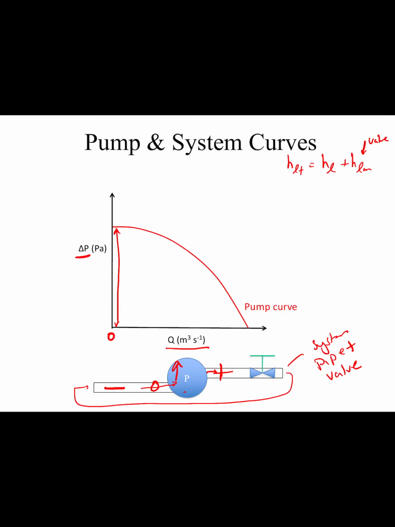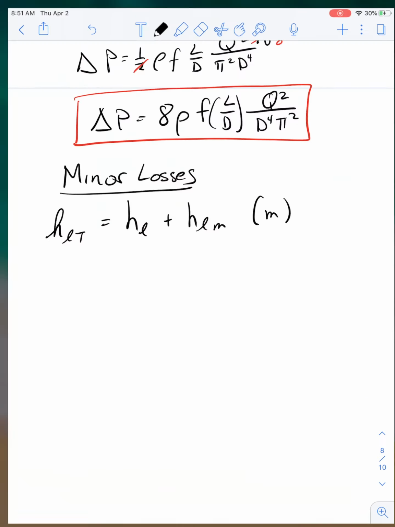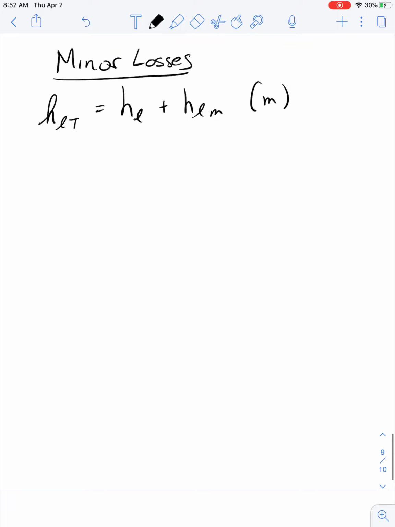And if I take the valve out entirely, so we have no resistance, then I'm down here, and that's where the maximum flow rate is. There's no resistance, and so the pressure change across the pump is zero. We can talk about that a little bit more quantitatively.